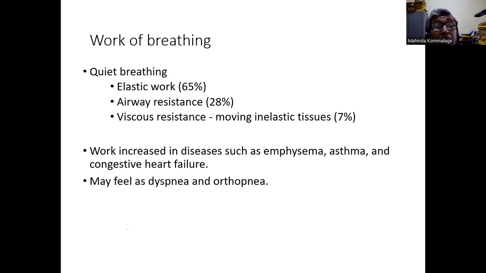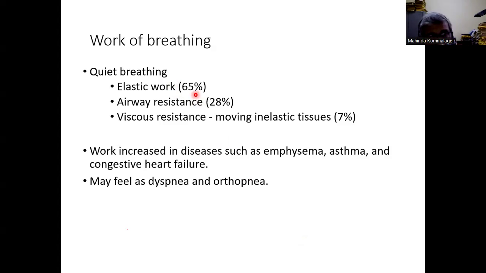Right, so we can start. Now, this slide is about work of breathing. Can you hear me? Yes, sir. So as I mentioned in the first lecture, we need to put effort in during inspiration. The diaphragm and intercostal muscles will work. That means it takes energy, some work. About 65% of this energy is spent to overcome the elasticity of mainly the alveoli.